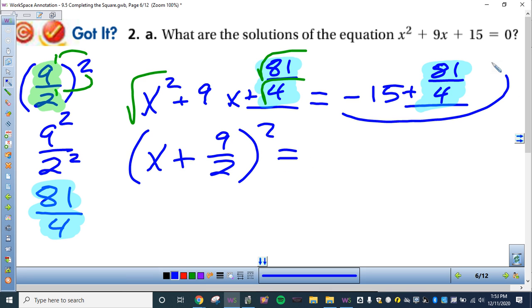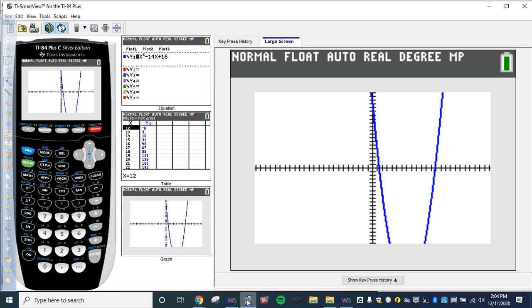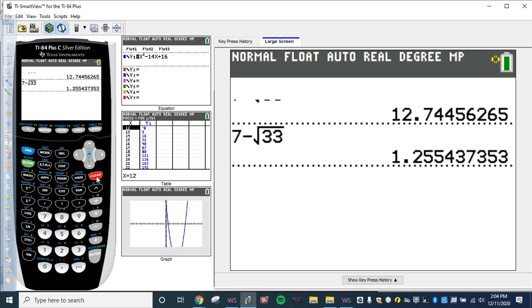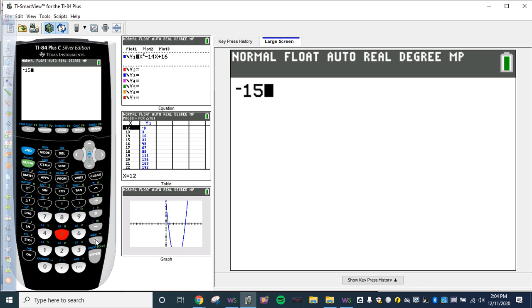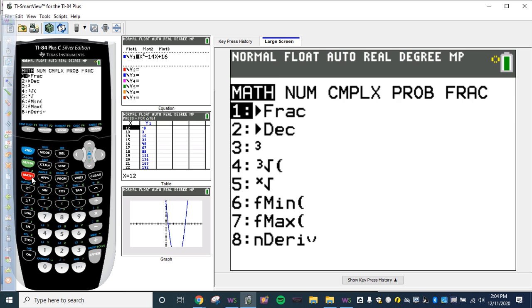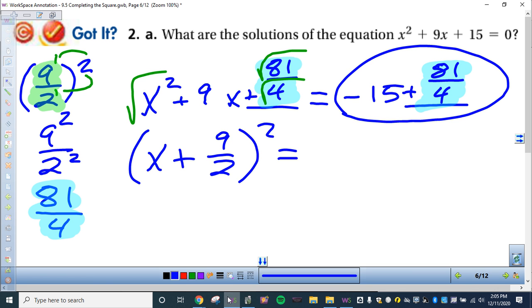Then the issue is we have to add that integer and fraction. If you have a graphing calculator, bust it out, because it makes it much easier to add with a graphing calculator. So we just put in negative 15, and then we just add 81 over 4. Just like that. We get that decimal equivalent, and then you just hit math, followed by enter twice, and it switches it from a decimal back to a fraction. I'll show you how to do it by hand as well.